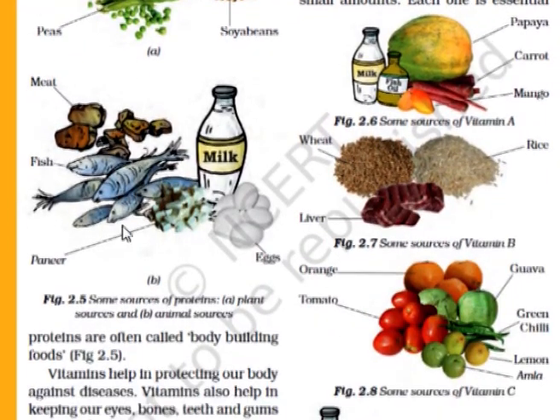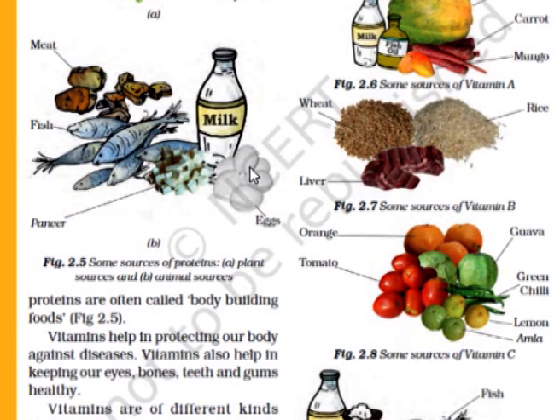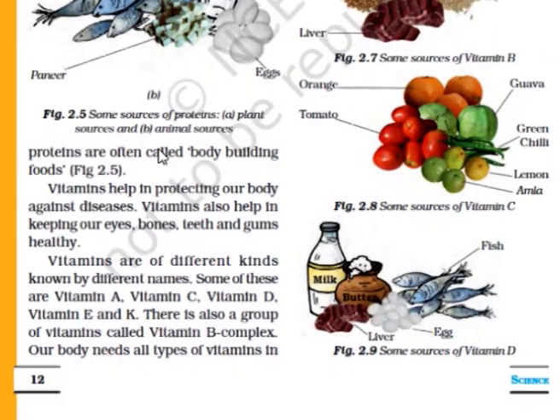And animal sources that are rich in protein are milk, egg, cheese, paneer, meat, fish. Proteins are bodybuilding. They help in building our body. When we are babies, we grow up into big boys. At that time we need lots of protein because our muscles are developing.